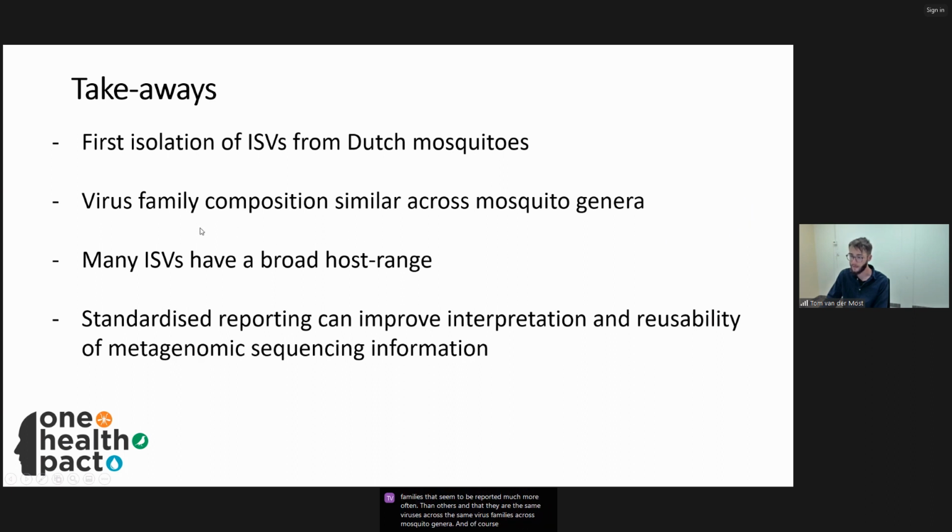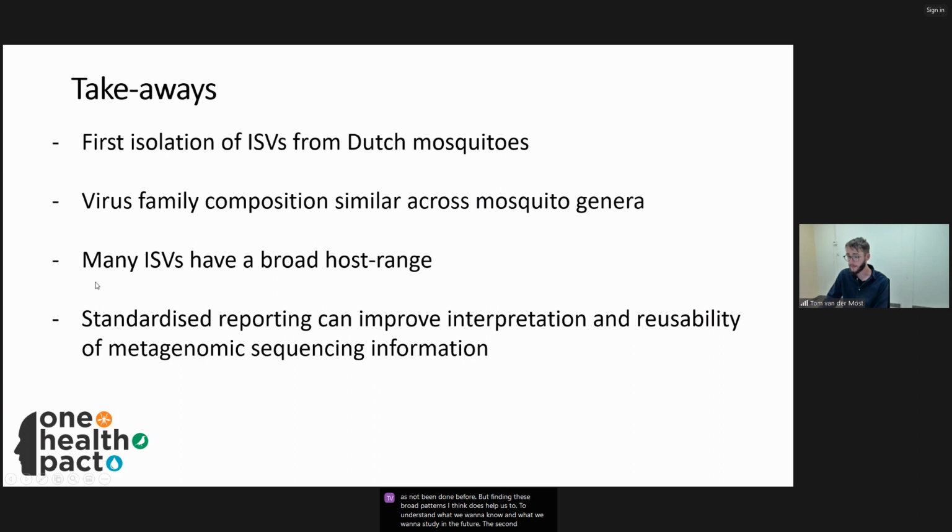And of course, this is a very broad view. If you really want to say something about the virus composition, you really have to sequence individual mosquitoes, which is something that has not been done before. But finding these broad patterns, I think, does help us to understand what we want to know and what we want to study in the future.